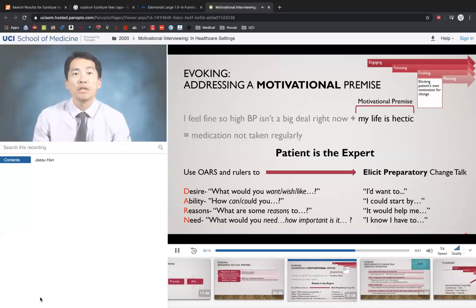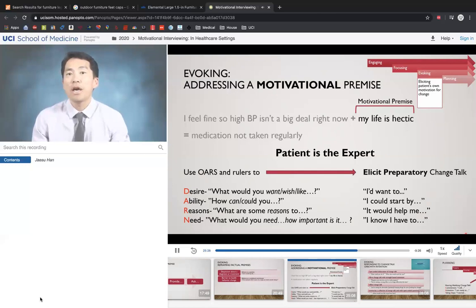If we were to ask, how could you start to exercise? Then the patient might say, well, I could start by walking around the block. Reasons for change. And sometimes these reasons are the same things that a patient described in desire, but that's okay. What are some reasons to lose weight? Well, I know that it's affecting my blood pressure, so it would help me with that.